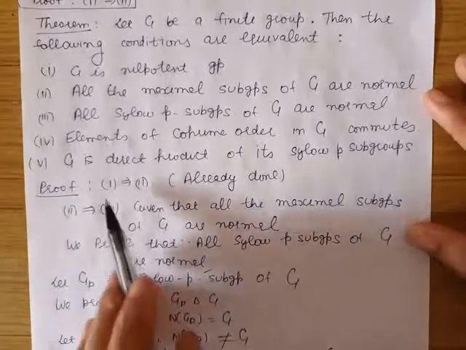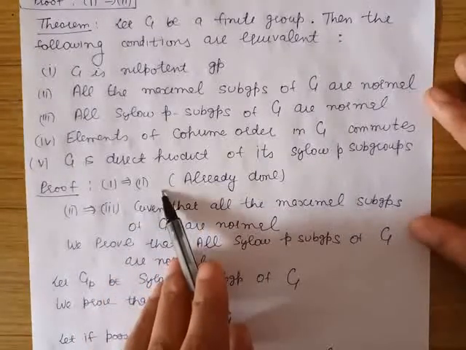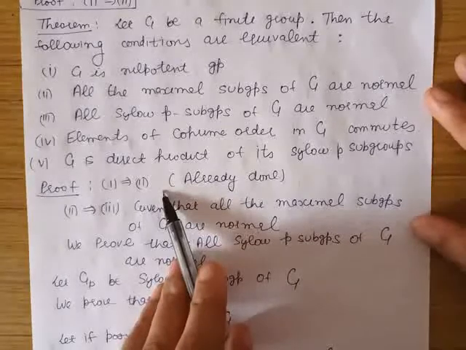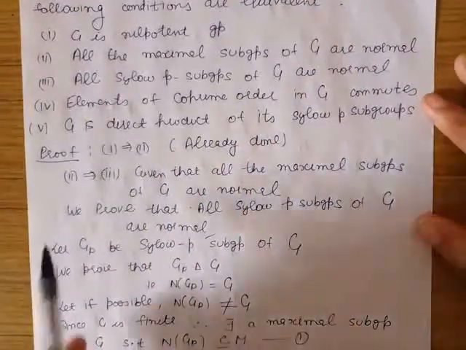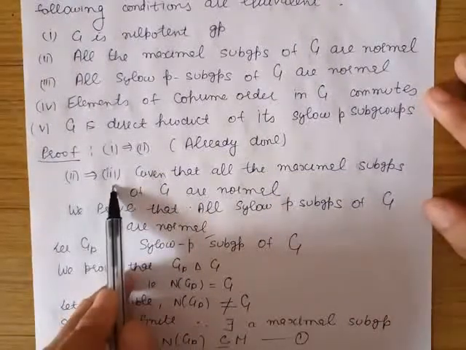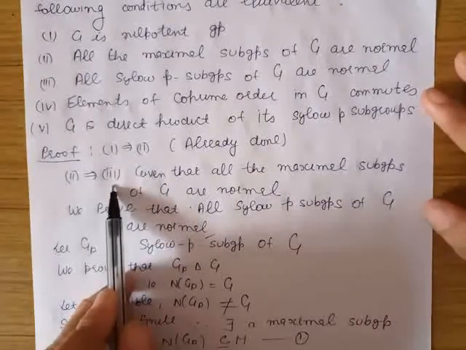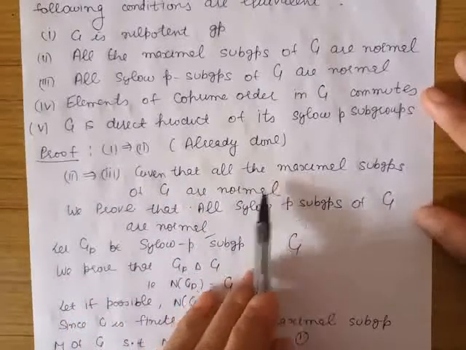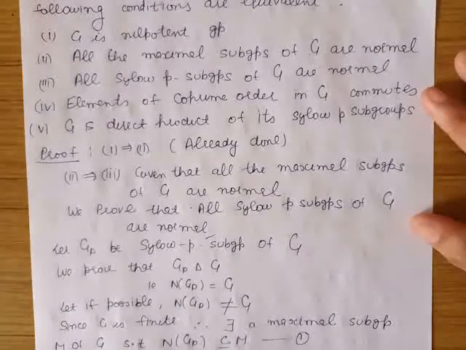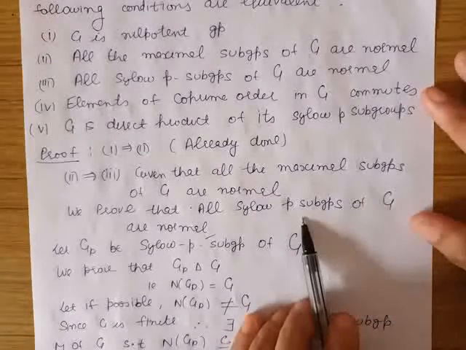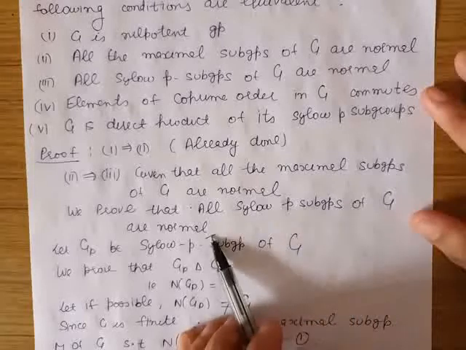Now, 1 implies 2. This condition we have already discussed, so you will do the proof of this part from there. Now, let us prove second implies third. In the second part, we are given that all the maximal subgroups of G are normal, and we are to prove that all the Sylow P subgroups of G are normal.